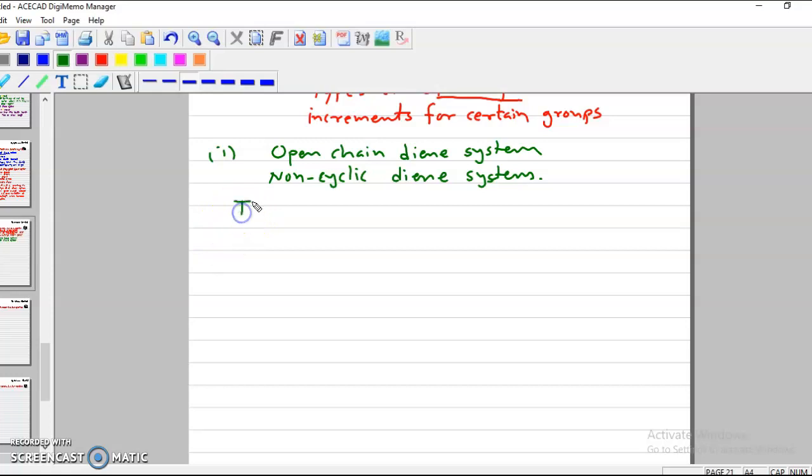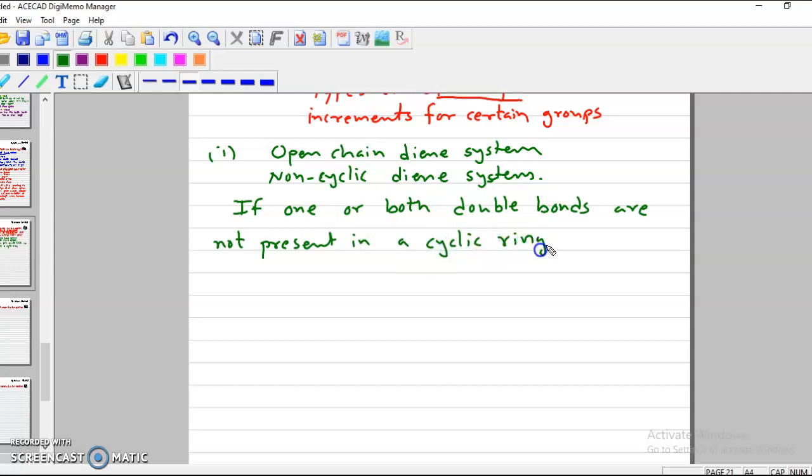According to Woodward-Fieser rule, if one or both double bonds are not present in a cyclic ring, remember this, and cyclic ring doesn't mean only 6 member, it can be any number, but both double bonds are not present in one cyclic ring, it is known as open chain or non-cyclic or acyclic conjugated diene system.